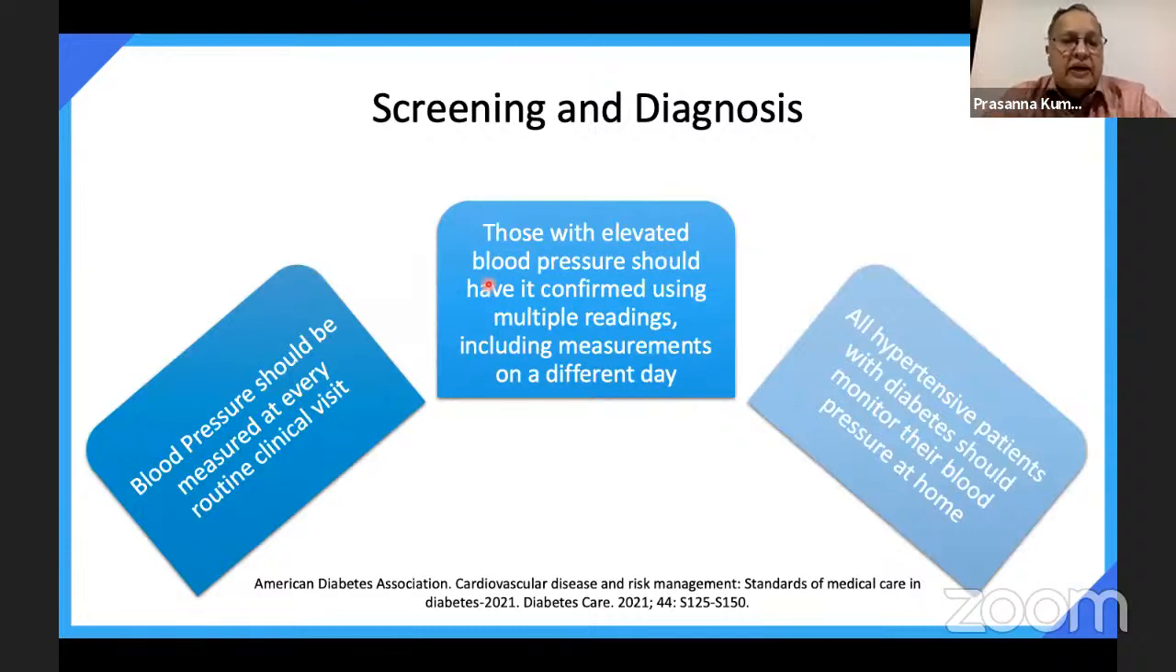How to screen and diagnose hypertension? Blood pressure should be measured at every routine clinical visit. Whether the patient comes to you every month, 2 months, 3 months, or for the first time, you must measure blood pressure. Those with elevated blood pressure should have it confirmed using multiple readings. Don't say, one blood pressure today, 150/92, I will start medication. Have multiple readings over 3 to 4 weeks. Consistently, when it is high, then you can treat it.